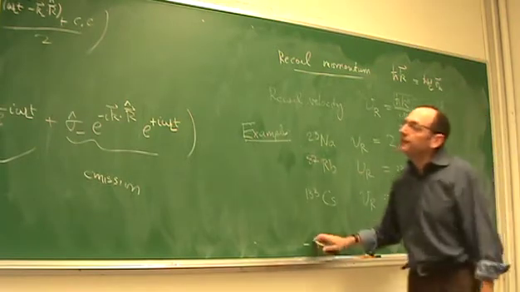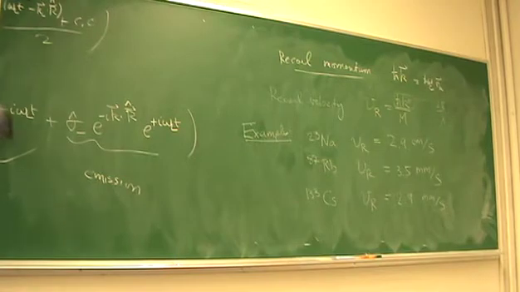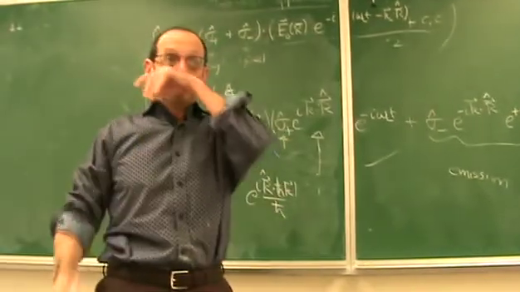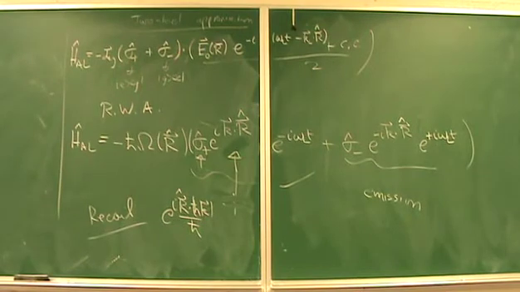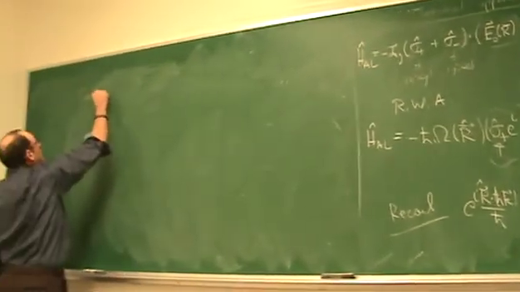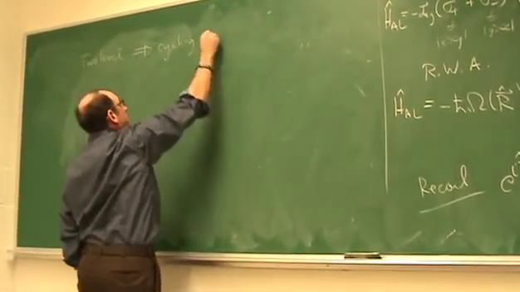Well, I guess I should step back for a moment and say something else. We made this two-level approximation. Is there an example where that's a good approximation? Well, the answer is yes. It can be a pretty darn good approximation when we have what's called a cycling transition.